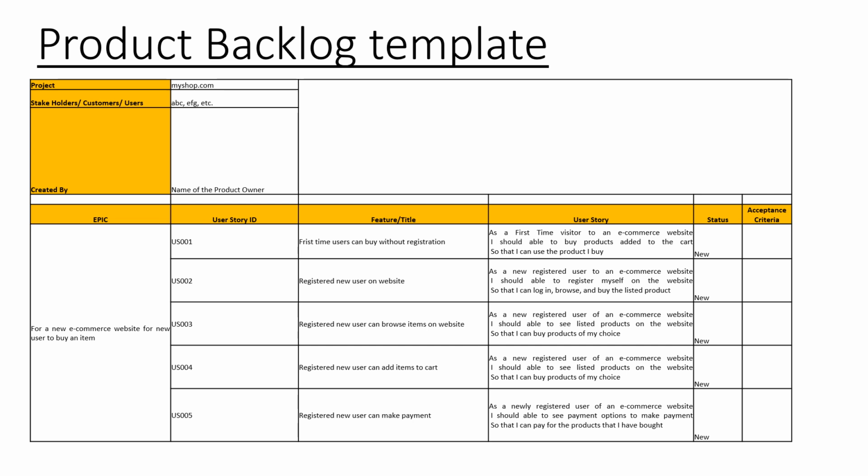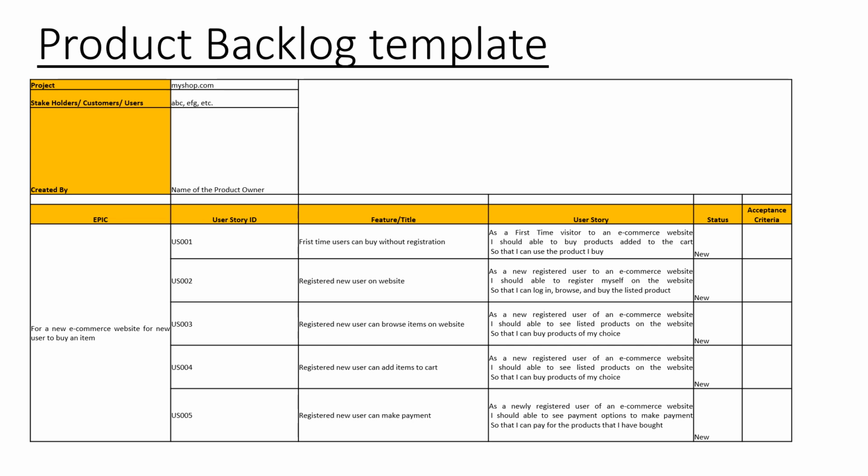Next, register new user. It is a feature where I need to register as a new user, so that I can register myself on the website, then I can buy items. The third feature is, based on registering a new user, I have to buy the items. The user story is that I have to log in to the website, then add items to the cart, then buy.